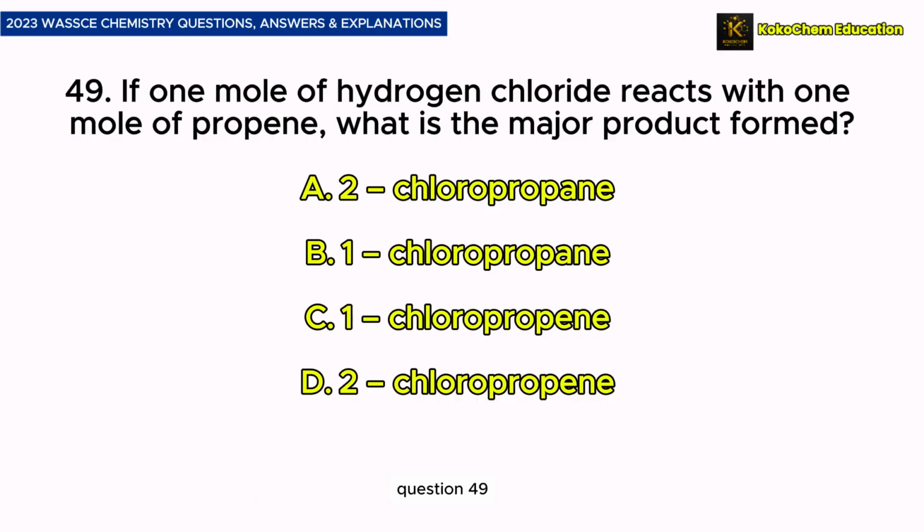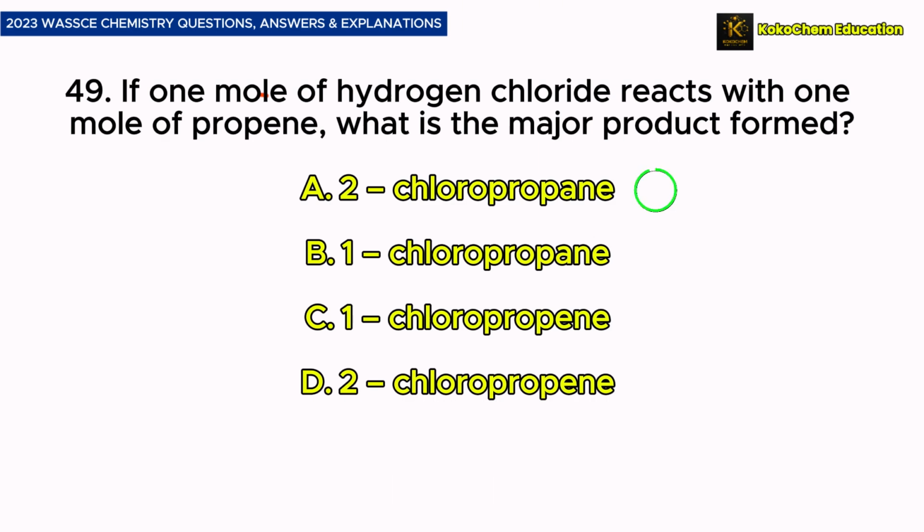Question 49. If 1 mole of hydrogen chloride reacts with 1 mole of propene, what is the major product formed? A. 2-chloropropane, B. 1-chloropropane, C. 1-chloropropene, D. 2-chloropropene. So the correct answer for this question is A. 2-chloropropane.